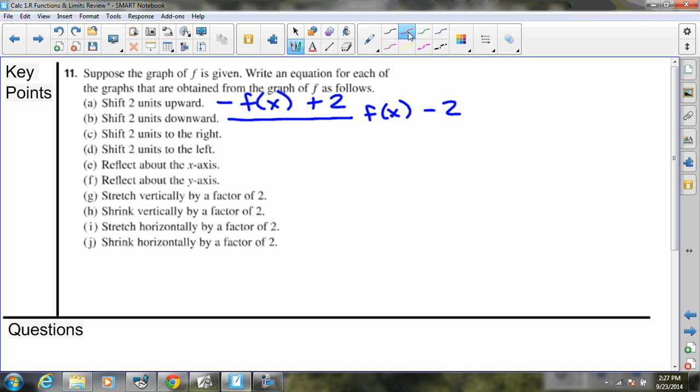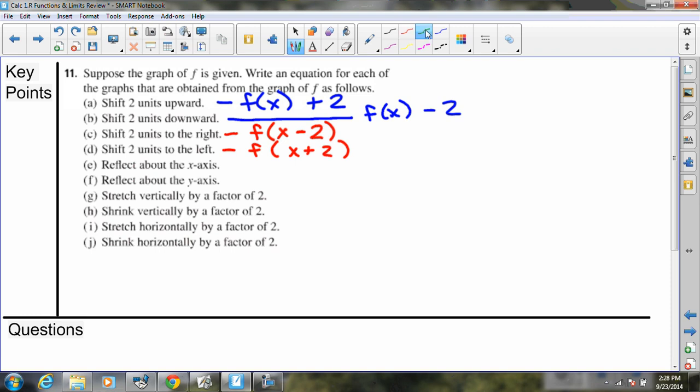Shifting to the right, though, is an x-axis change. This is a piece that has to be inside the argument, inside the parentheses, and does the opposite. So instead of going to the right, right would tend to indicate plus 2, but we're actually taking minus 2. Same thing with 2 units to the left. Inside, left is actually a plus 2 on that.